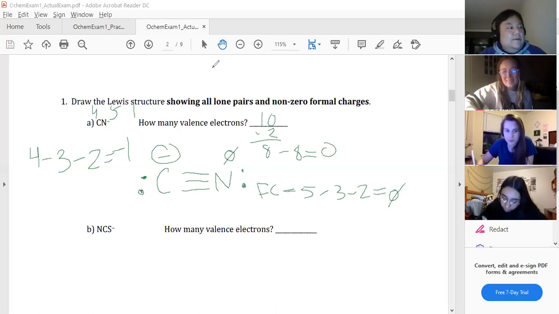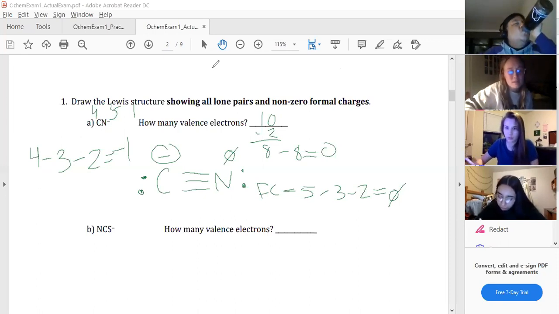Where did you make your mistake, Gwen? I think what stumps me sometimes is I put the charge on the wrong atom. I put it on the nitrogen just because of how it was initially written. Well, don't forget to do your formal charge calculation, right?